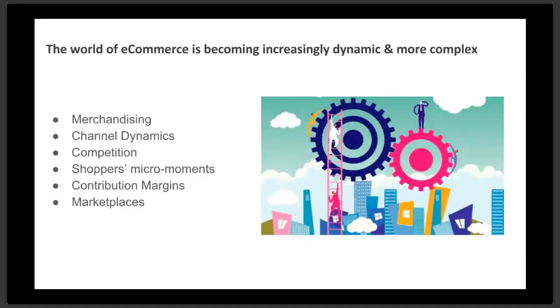And especially for us in the e-commerce world, right? The world is actually becoming increasingly dynamic and hence more complex as well, right? Whether it's about merchandising, right? So you may have different products coming into your catalog, going out of the catalog, different pricing dynamics, margin dynamics. Channels like Facebook, Google are constantly evolving, right? With new features, new ad types, new ways of targeting, etc. The competition as well is not going to be stagnant, right? Competition is always evolving. The shoppers' Micromoments, right?